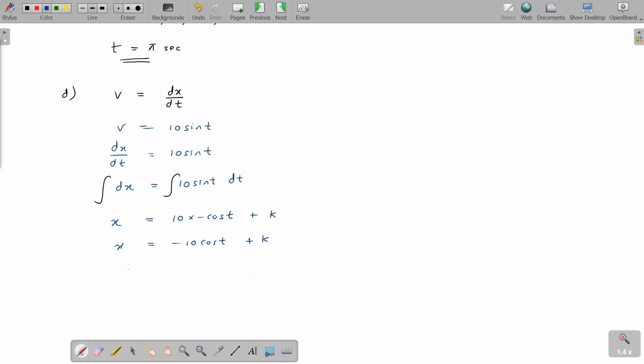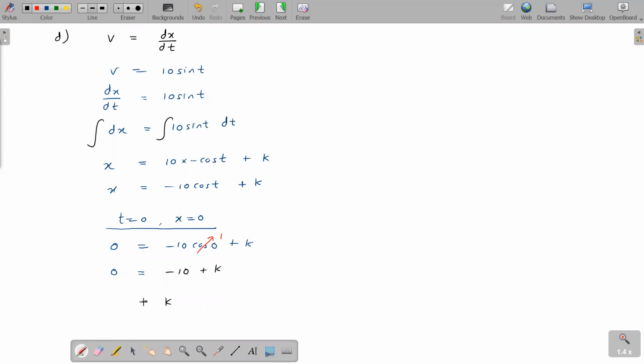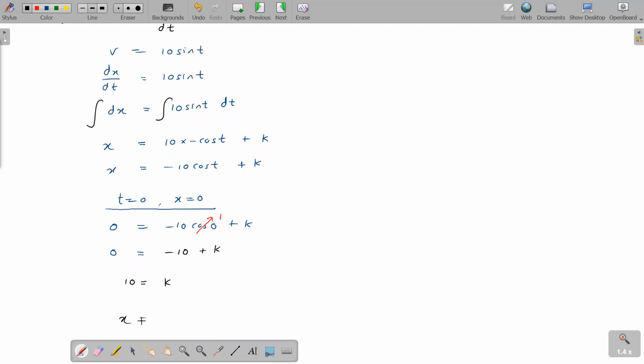So at time 0, you can use x is 0 here. So 0 equals minus 10 into cos 0 plus k. Guys, over here, does this become 0? No, right? You can see cos 0 is actually 1. So this becomes minus 10 plus k, which gives me k equals plus 10. Therefore, I can write the displacement equation: x equals minus 10 cos t plus 10. So this is the k value. x equals minus 10 cos t plus 10.